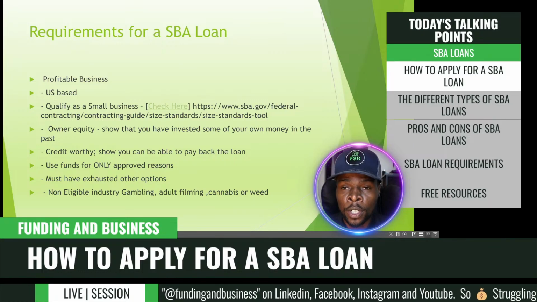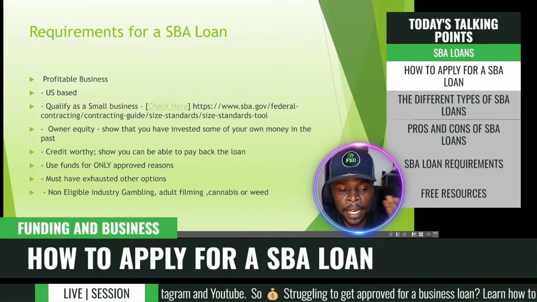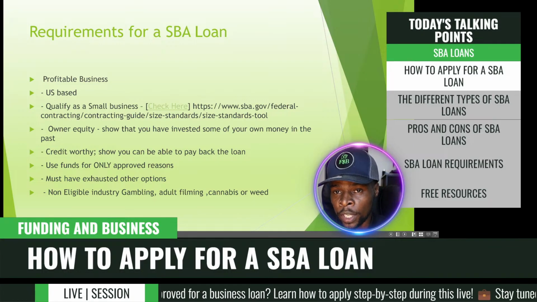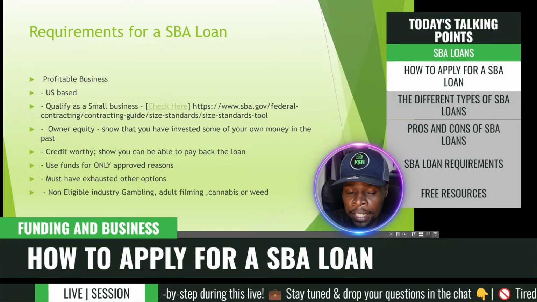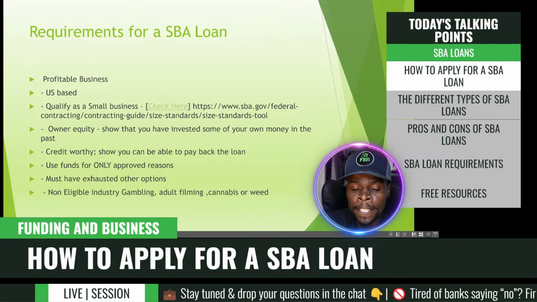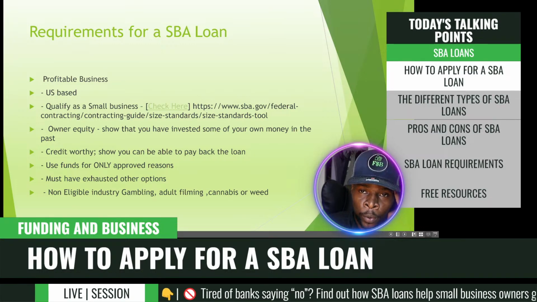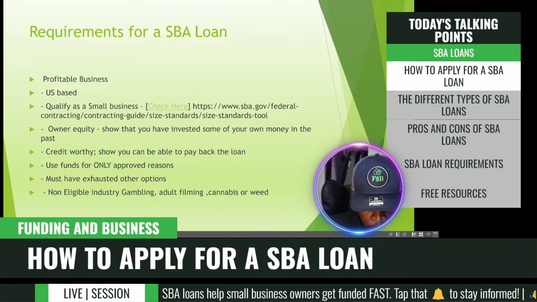And then last but not least, it cannot be either of the non-eligible industries, which include gambling, adult filming, and weed. But there's lenders right now who are trying to be flexible in specific states, that will actually work with smoke shops or cannabis vendors. All right.